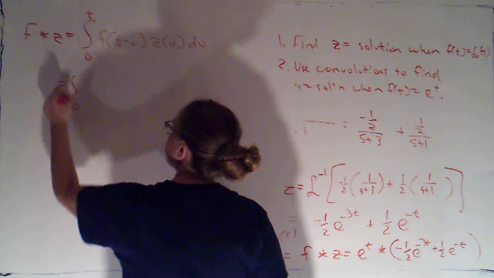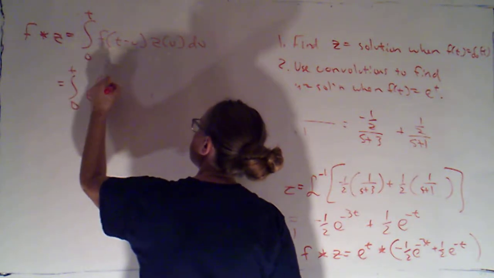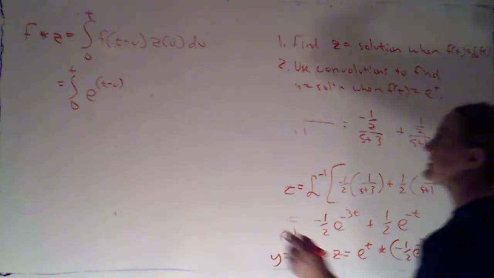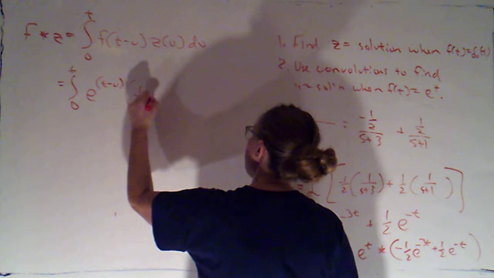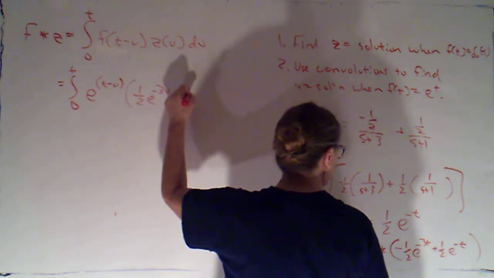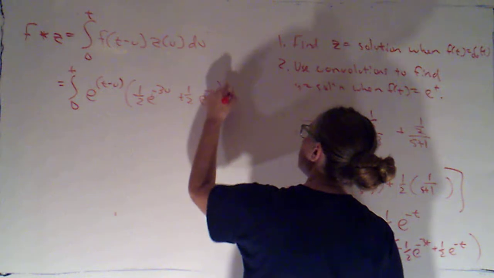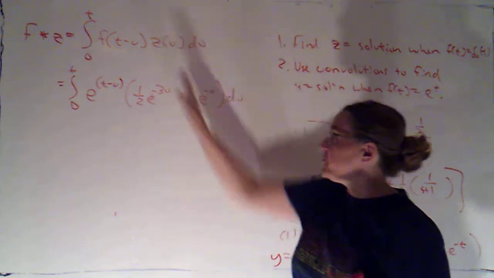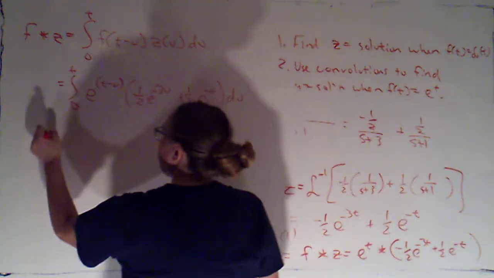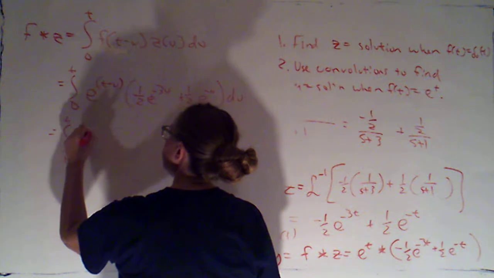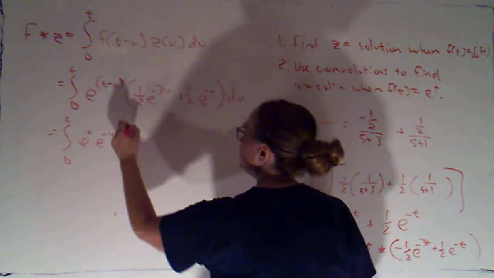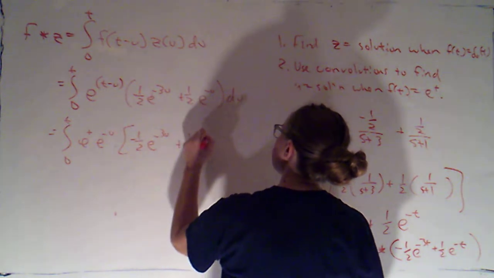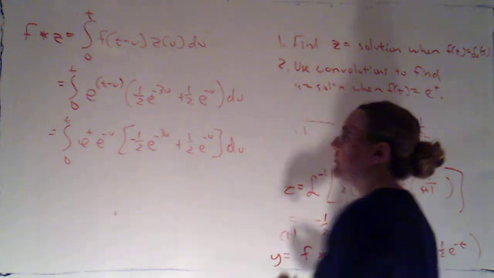So we're going to get the integral from 0 to t of e to the t minus u times z, which was this sum of exponential functions, so negative 1/2 e to the negative 3u plus 1/2 e to the negative u du. Do remember that we're using our variable for z as a u. Okay. All right, so this is the integral from 0 to t of e to the t times e to the negative u times negative 1/2 e to the negative 3u plus 1/2 e to the negative u du.